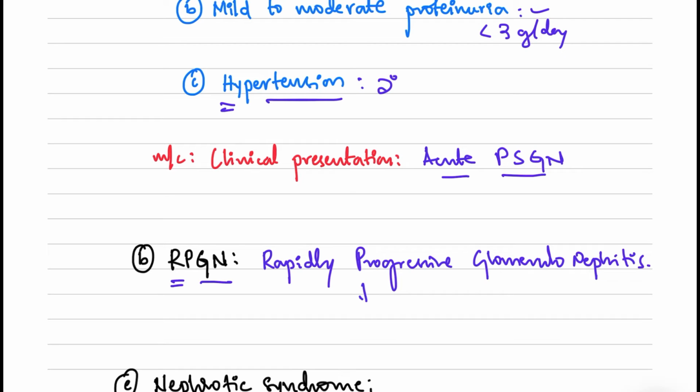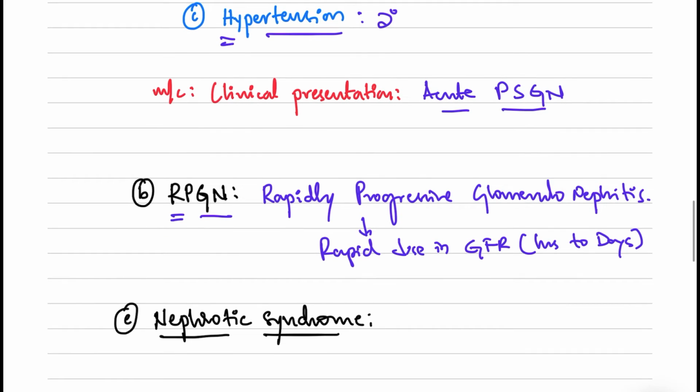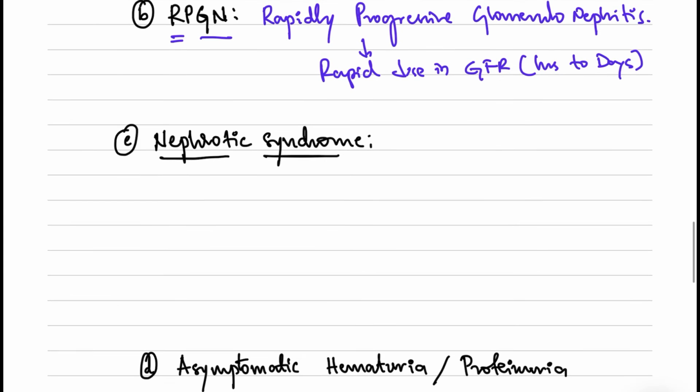What happens in this? There is a rapid decrease in GFR. The rapid decrease in GFR within hours to days. Within hours to days, there is rapid decline in GFR, and that is RPGN. Okay. So this is about the nephritic syndrome. Moving on to the nephrotic syndrome. This is another clinical presentation, nephrotic syndrome.